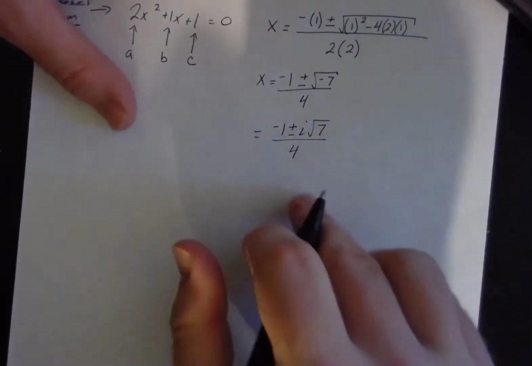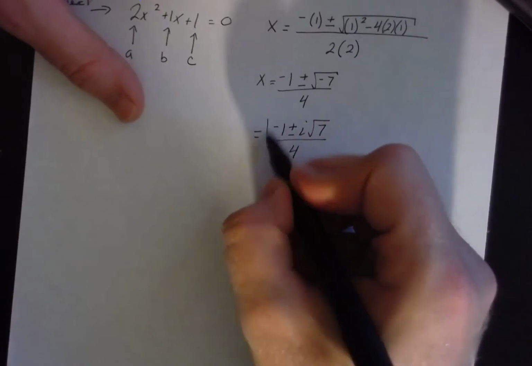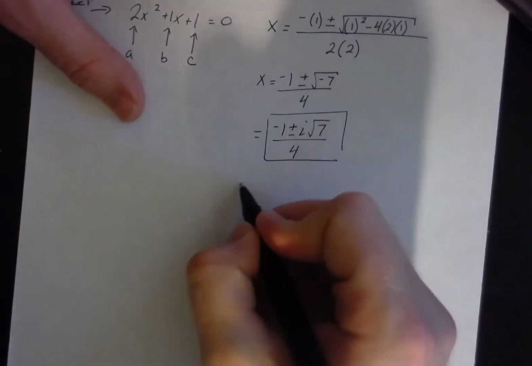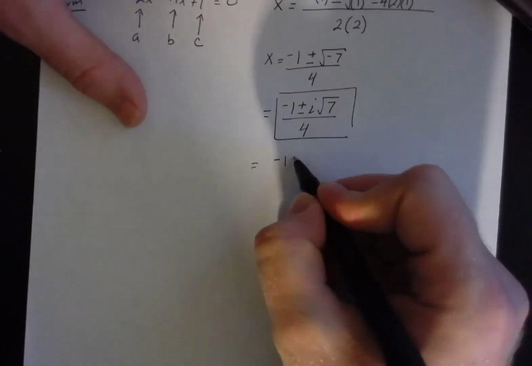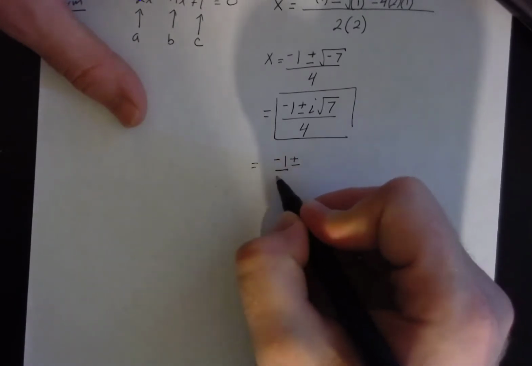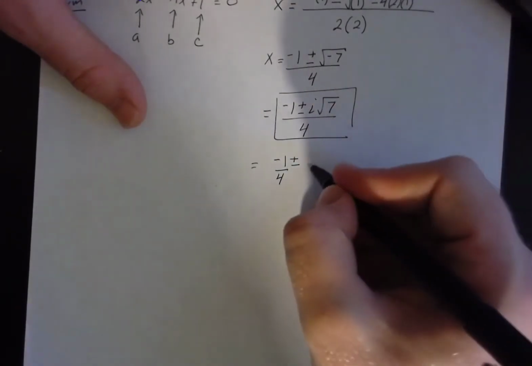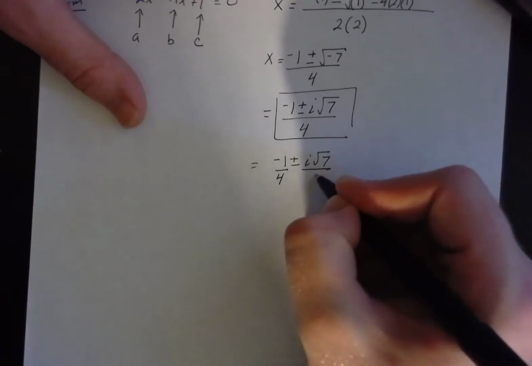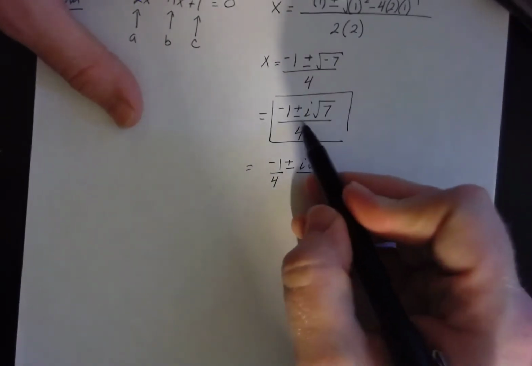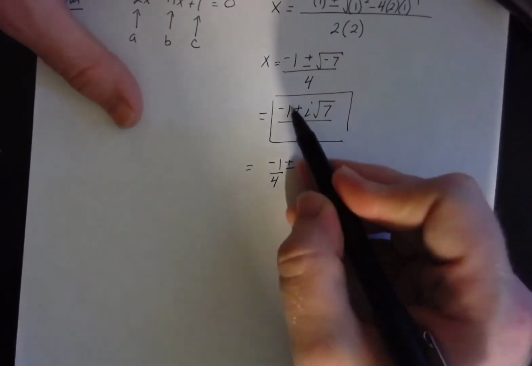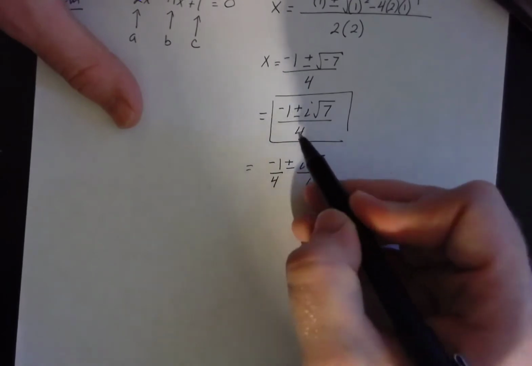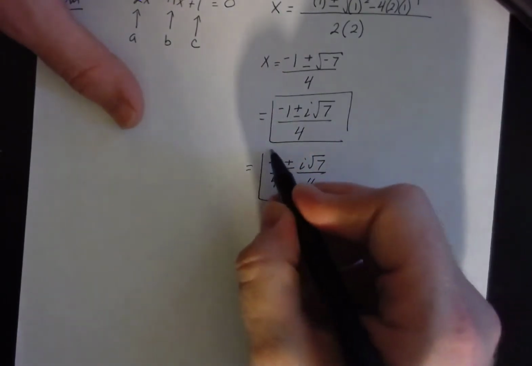So now this right here is a possible final solution. I can see it this way here. Another way I could write this is negative 1 plus or minus i radical 7, all over 4. Again, you're taking the division by 4 and you're distributing it to each term. This is another way that that answer could look.